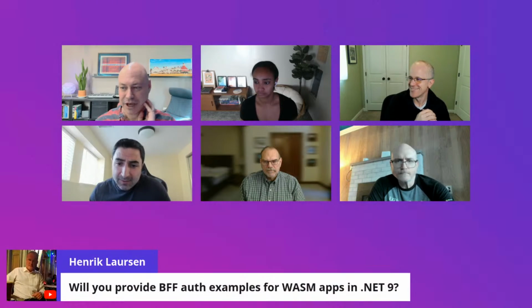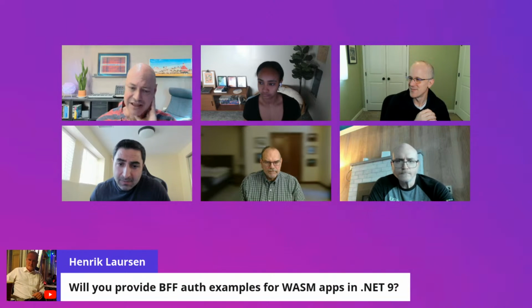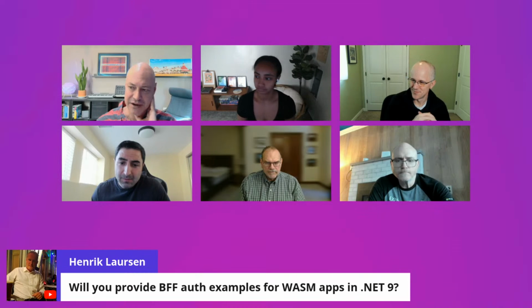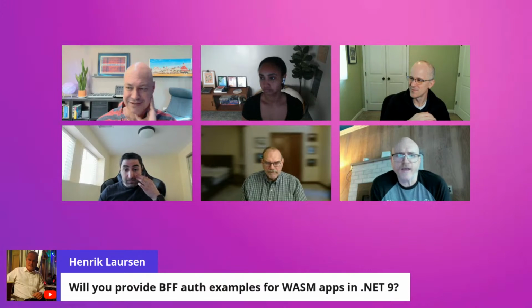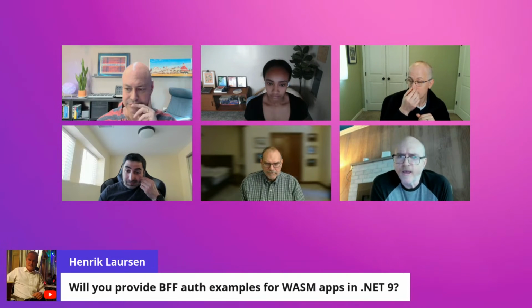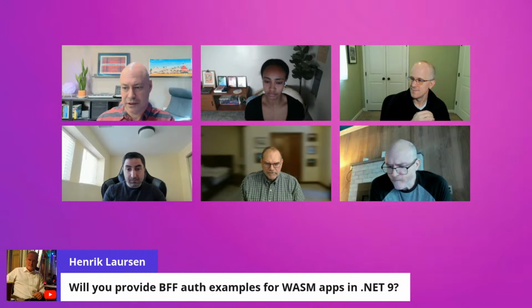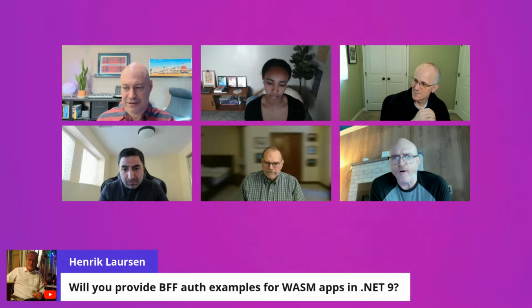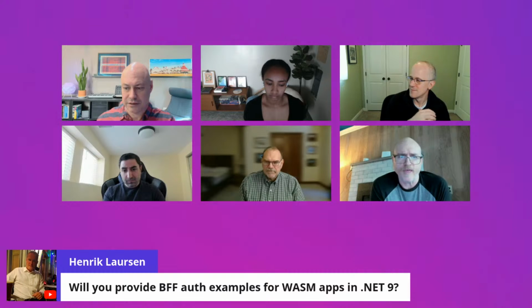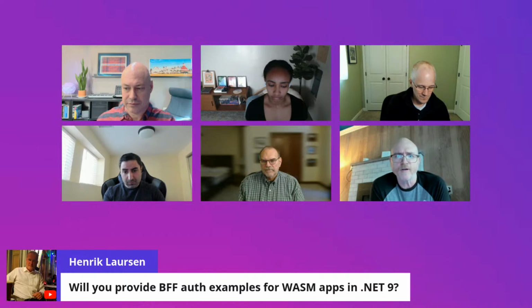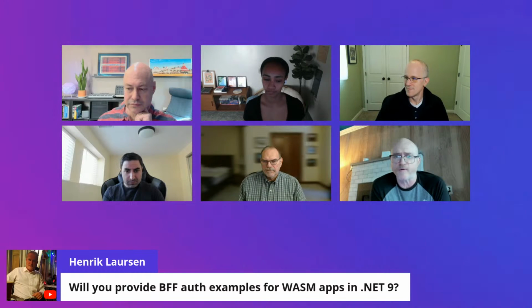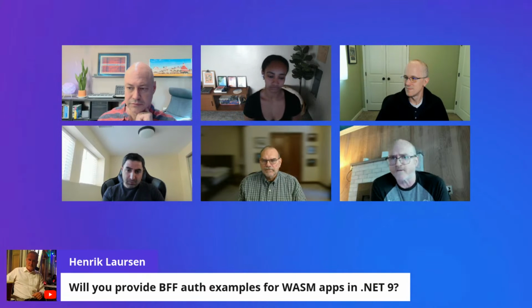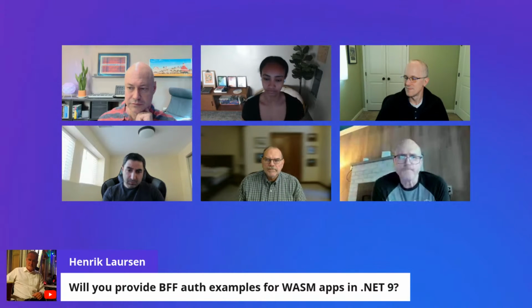Cool. All right. Will you provide BFF auth examples for WASM apps in .NET 9? I can take that one. I posted a link earlier to a GitHub pull request that we have, an OIDC OAuth 2 based example that actually uses the backend for front end pattern. And if there are other specific examples we need to provide, we will. But that is definitely a pattern we're aware of and support. And we do have one sample that has that out there.